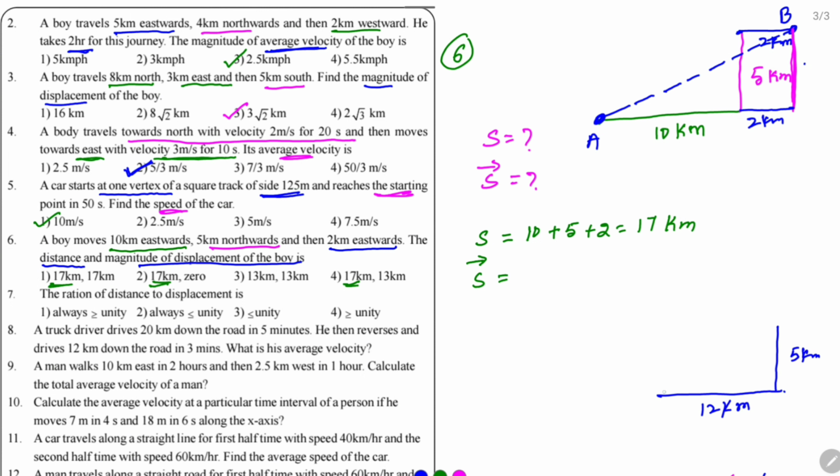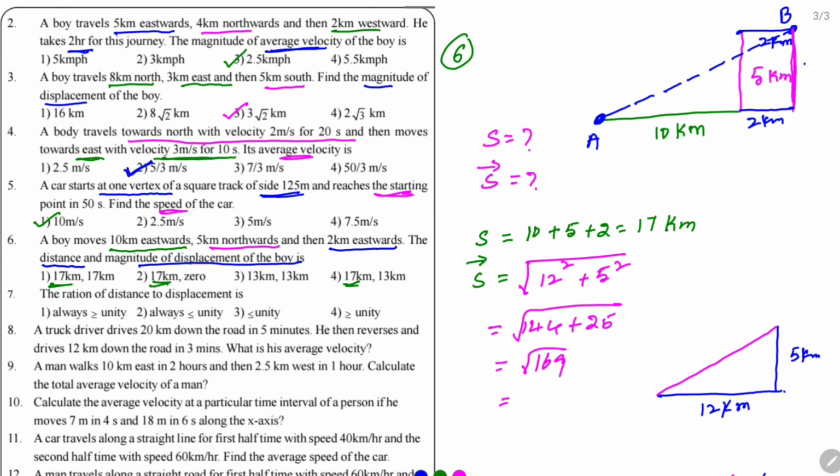Now, what is the length of your hypotenuse? Very simple. It is the square root of 12 squared plus 5 squared, which is 144 plus 25. So we get root 169. This is 13 kilometers. So the displacement is 13. So the answer is 4.